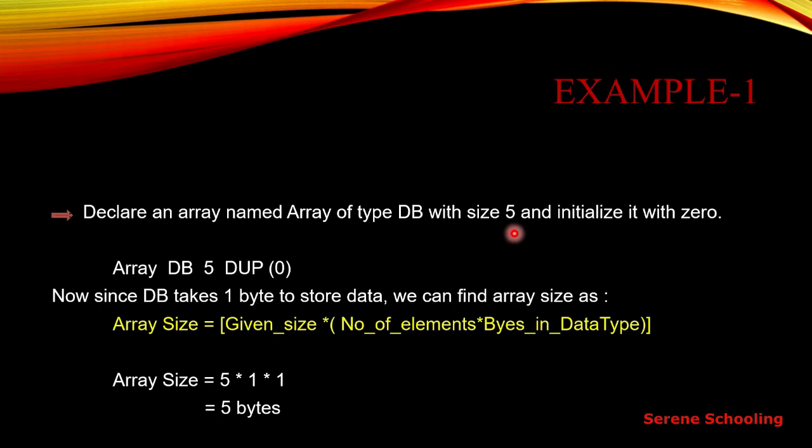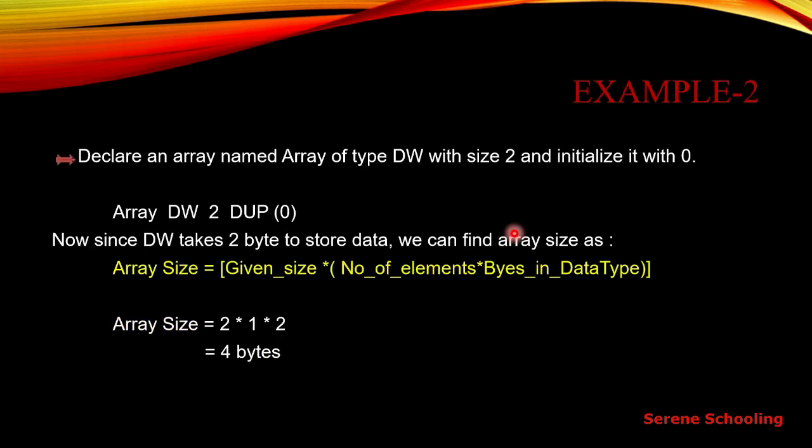For this we can see example 2, which is related to dw, that is the defined word type or directive. Declare an array named array of type dw with size 2 and initialize it with 0. Here you can see the syntax. Array dw size is 2, dup elements is 0. We have to initialize the array inside the parentheses like this.